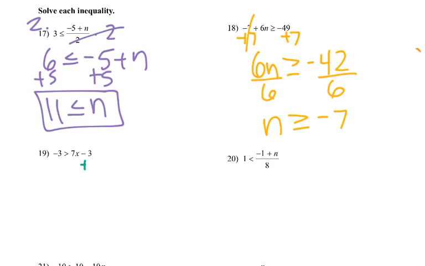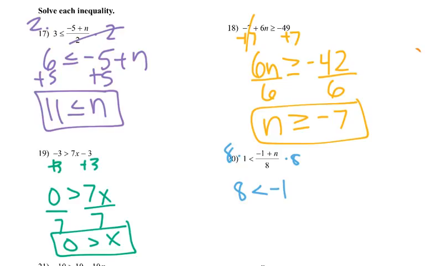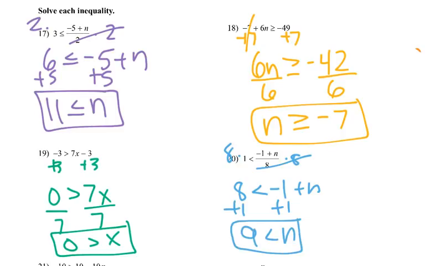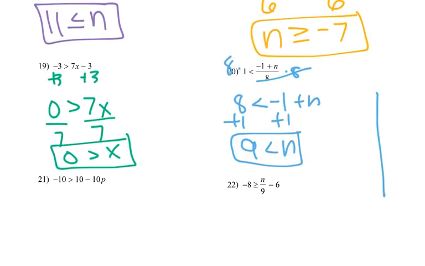Okay, 19. We add 3 to both sides. Negative 3 plus 3 is 0. It's greater than 7x. Divide by 7. 0 divided by 7 is 0. 0 is greater than x. 20, times by 8. 8 times 1 is 8. It's less than negative 1 plus n because the 8's became 1. Add 1 to both sides, and we get 9 is less than n. Okay? So most of these are treated just the same way as that equation.